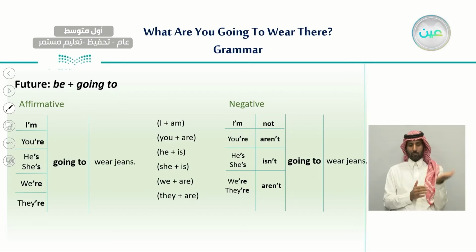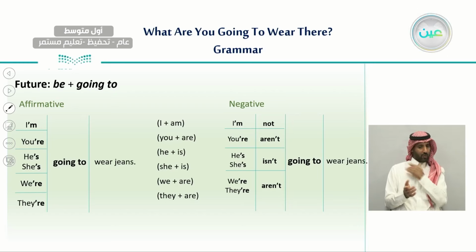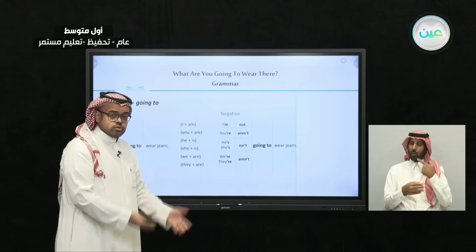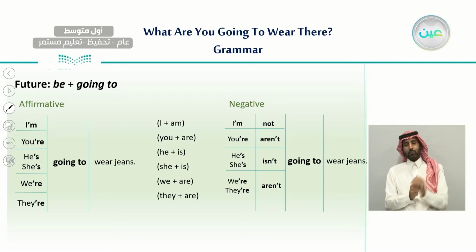And this is an affirmative sentence, where I talked about something that I want to do in the future. And here with the negative form: how can I talk about the things that I don't want to do in the future?